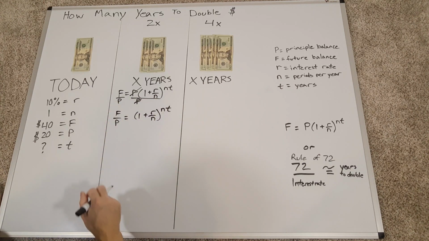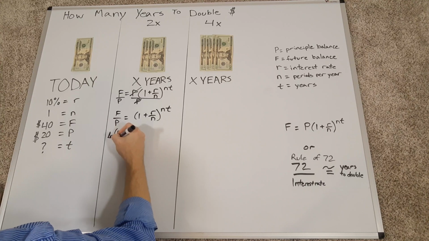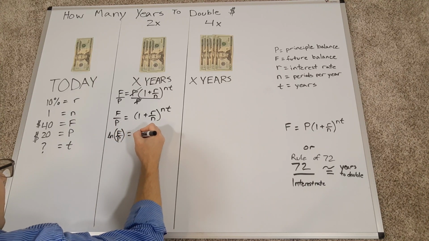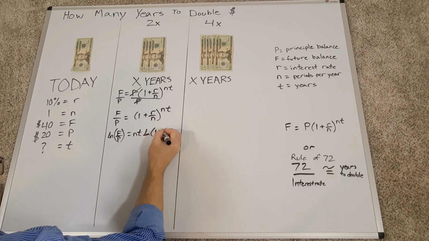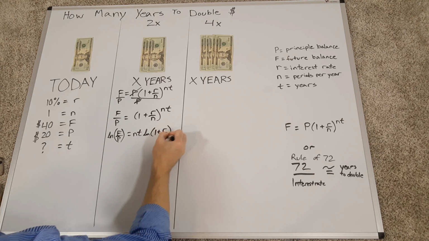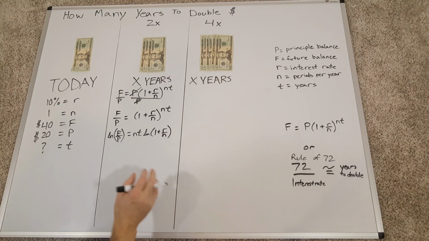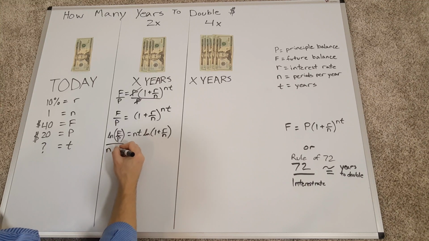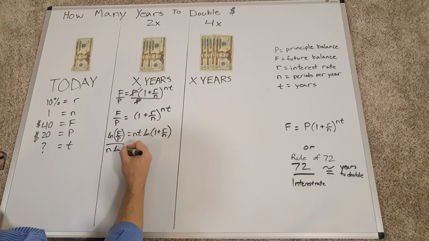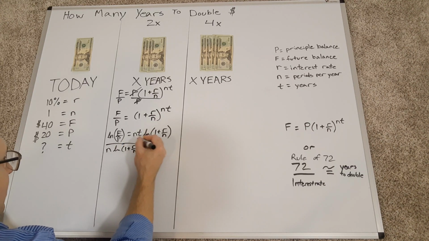So we're going to take a log of both sides. So we have, I'm just going to do the natural log of F over P is equal to nt natural log of 1 plus r over n. Now since the n, the t, and the natural log are all being multiplied together, I can divide both sides by the same thing. So I'm going to divide by n natural log of 1 plus r over n on both sides.